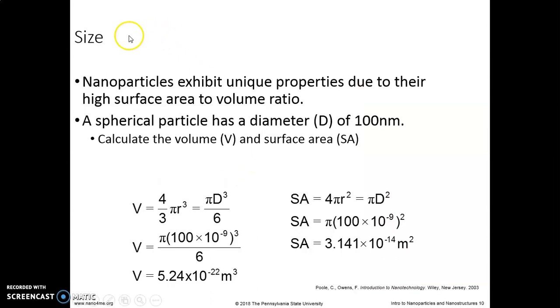Next, size. In this slide we explain the size. Nanoparticles exhibit unique properties due to their high surface area to volume ratio. We already saw that. Here you can see a spherical particle with a diameter of 100 nanometers, so the volume is 5.24 into 10 power minus 22. Similarly, the surface area is 3.14 into 10 power minus 14 meter square.